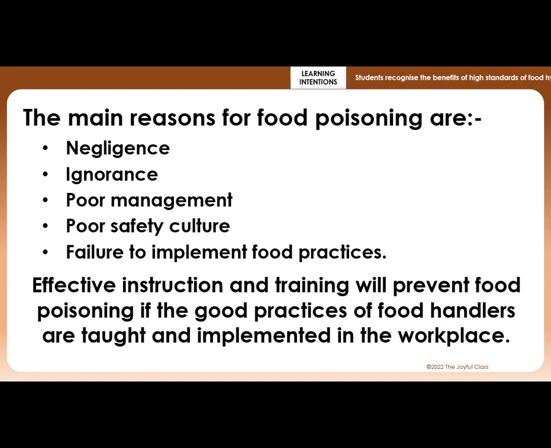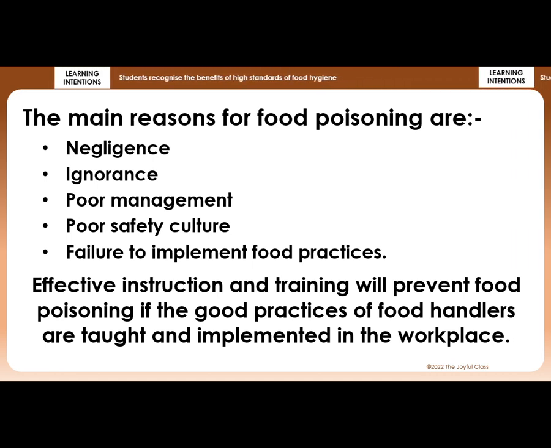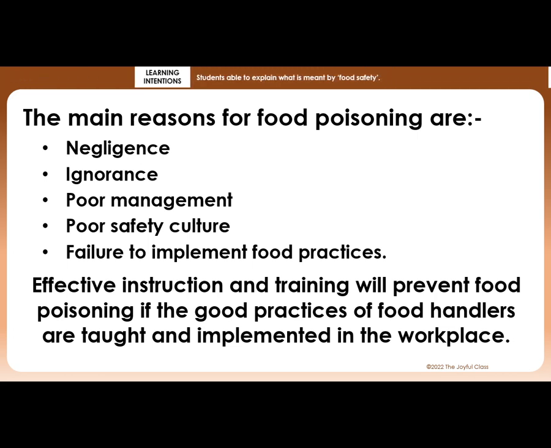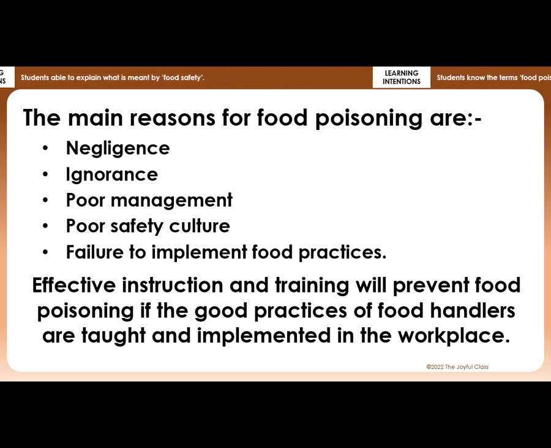The main reasons for food poisoning are negligence, ignorance, poor management, poor safety culture, failure to implement food practices. Effective instruction and training will prevent food poisoning if the good practices of food handlers are taught and implemented in the workplace.